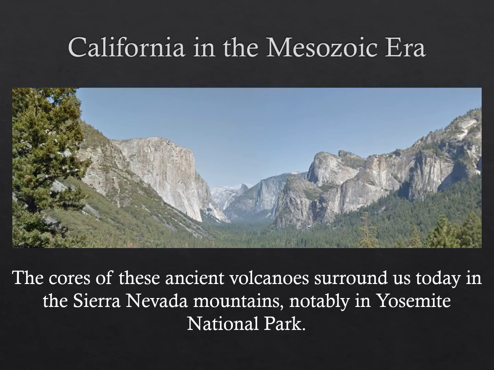The cores of those ancient volcanoes do still surround us today, especially in the Sierra Nevadas. What's pictured here is Yosemite National Park, which again we've learned about in the glaciers lecture. So here we have those ancient granite and diorite cliffs that were once part of a volcanic system. They're part of a pool of magma that has been uplifted and eroded by glaciation.